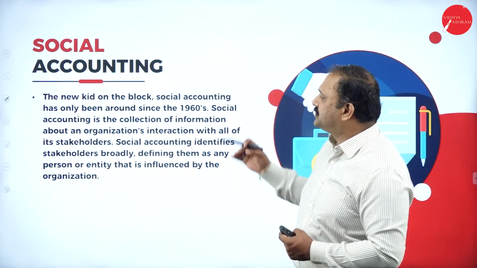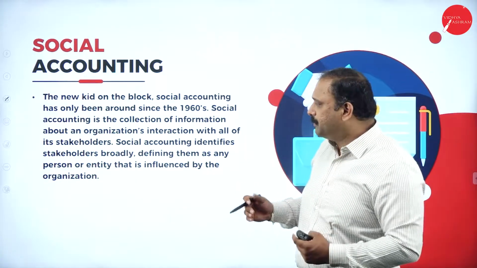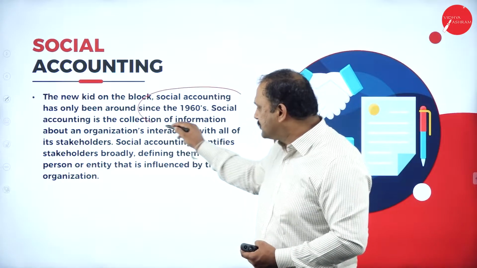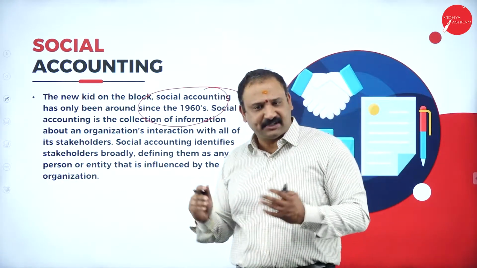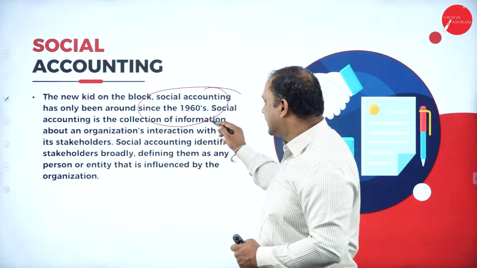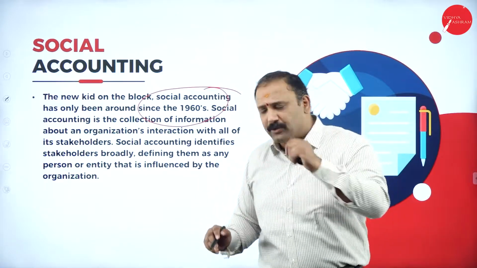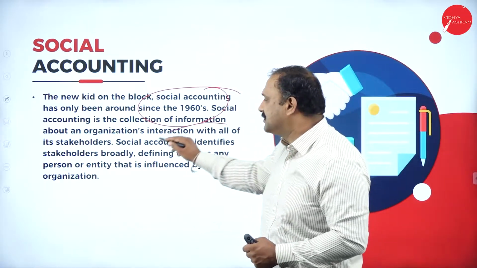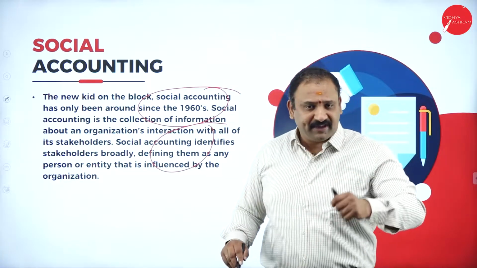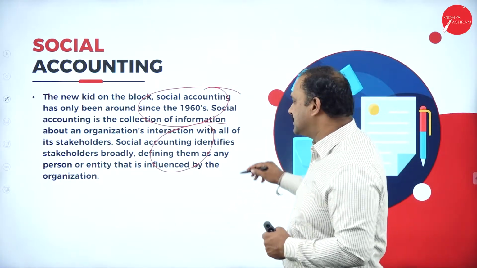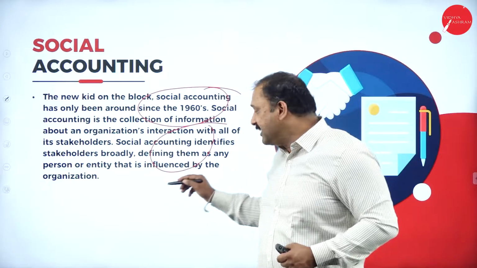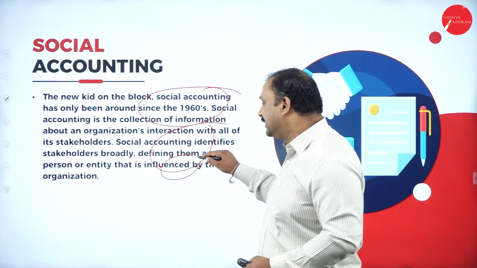Followed by social accounting. The new kid on the block is social accounting. Well, this has been around from the 1960s, no doubt about it. And this is a collection of information about an organization's interaction with its stakeholders. So this will try to identify the stakeholders broadly, defining them as any person or entity who is influenced by the organization.